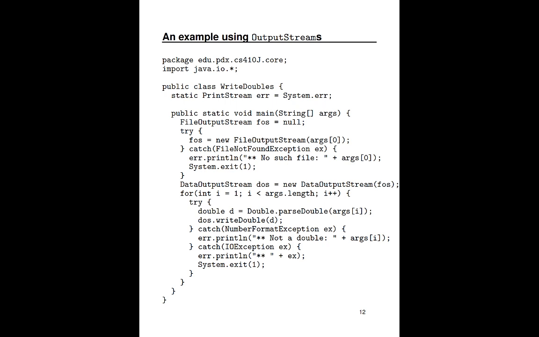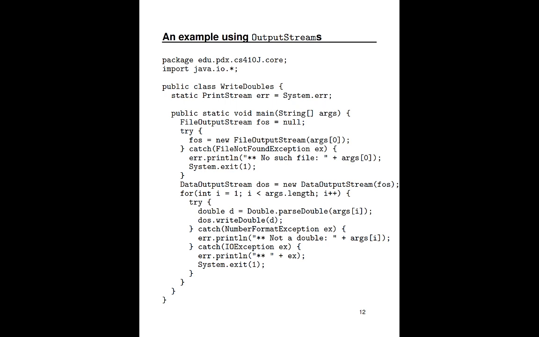And then the rest of the program iterates over the remaining command line arguments, tries to parse each one of them as a double. That gets you a little d double value. And then it invokes the writeDouble method on the DataOutputStream. Writing a double to the DataOutputStream converts that double into bytes, which are ultimately written to the FileOutputStream that is wrapped in the DataOutputStream.